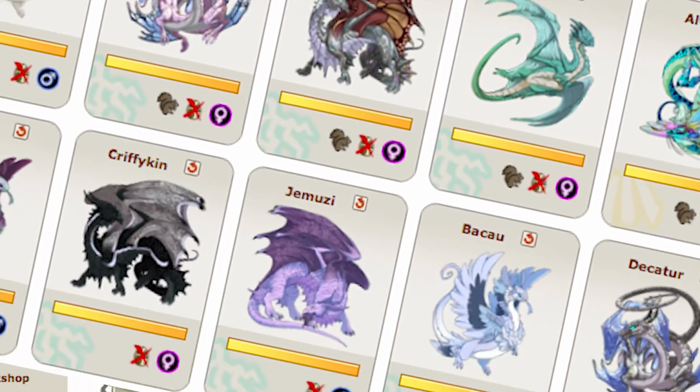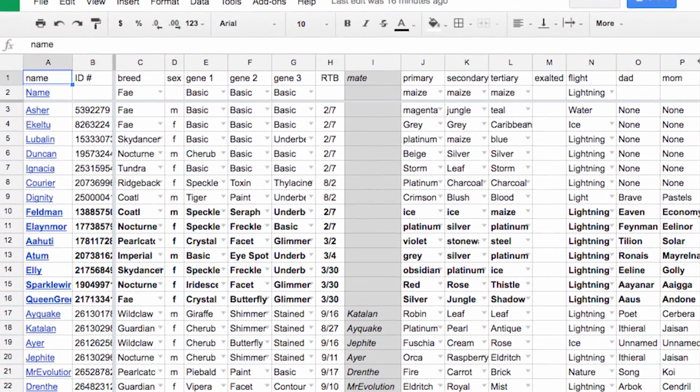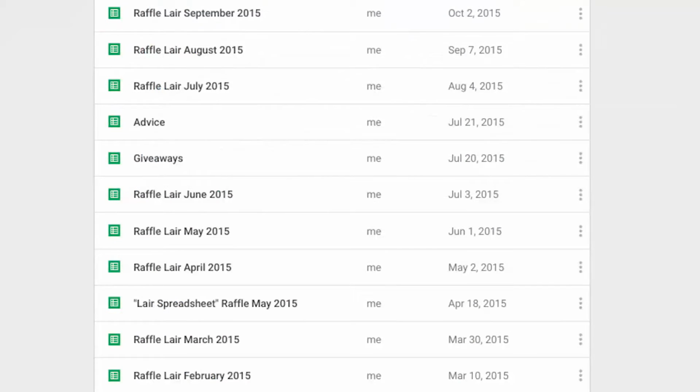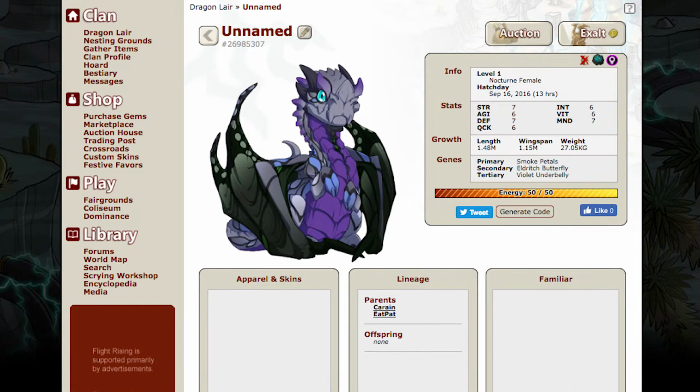I keep a record of the dragons that are in my lair and the dragons I've exalted. You would think that this would be a good way to trace a lineage. But since November 2014, I've gone through a few iterations of this sheet. My naming convention should catch a long lineage though, right?